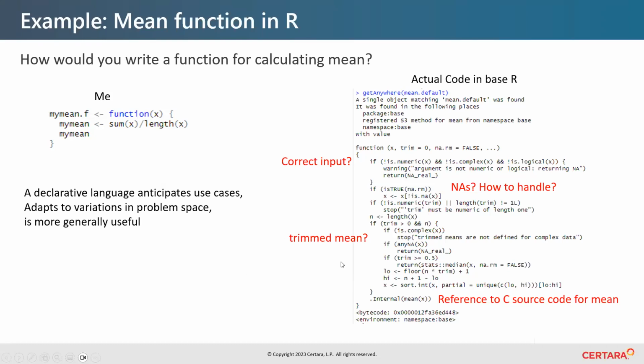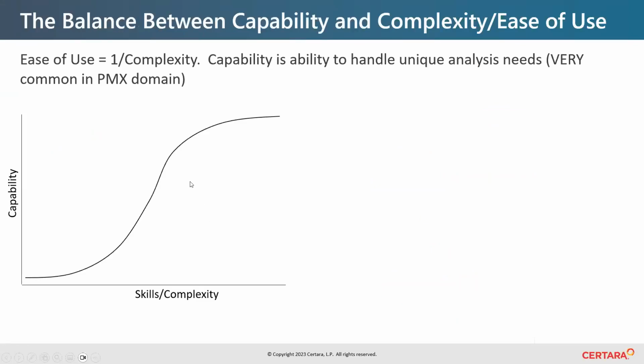There's an option for trim mean. I personally have never used a trim mean, but I guess it's common enough in statistics that they've built that into the R function for mean. And then finally, the R function calls some internal C function that actually does the calculations for the mean. So again, you can see how this declarative R language has anticipated a bunch more use cases than perhaps what I would have done. Just a good example for what a declarative language is.